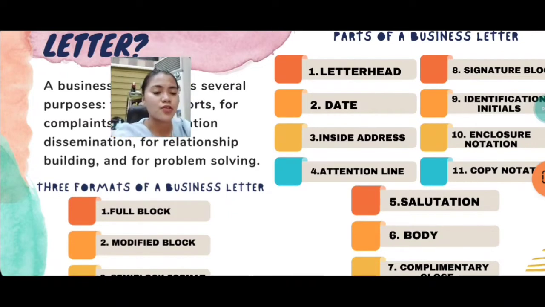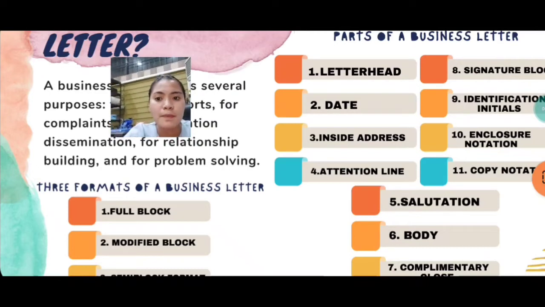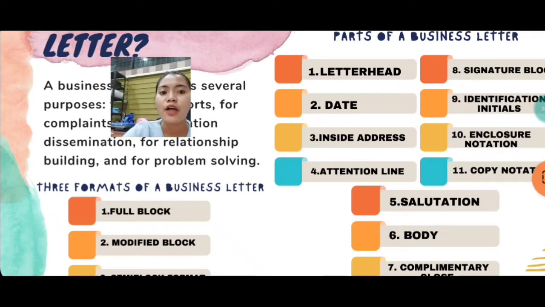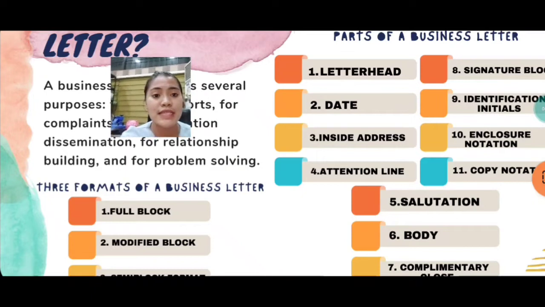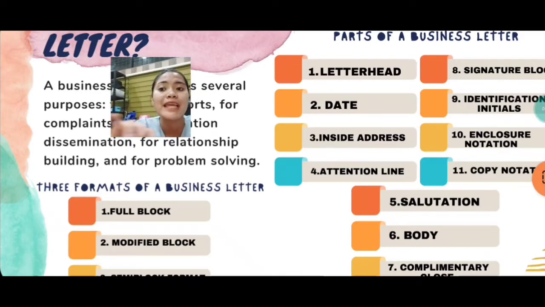The next one is the inside address. What is the inside address? The inside address identifies the receiver's name, position, company, and address. It should be placed immediately below the date. I said earlier that I will give an example later, so let's see where they put the inside address. Oh, it's below the date. The fourth one is the attention line. What is the attention line? The attention line is used when the writer wishes to address the whole company but wants to bring it to the attention of a particular person in the company.